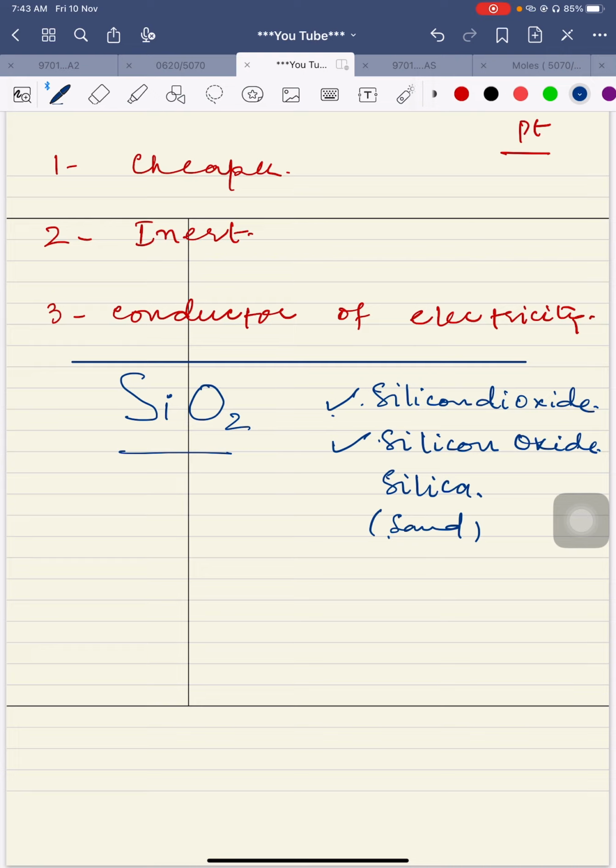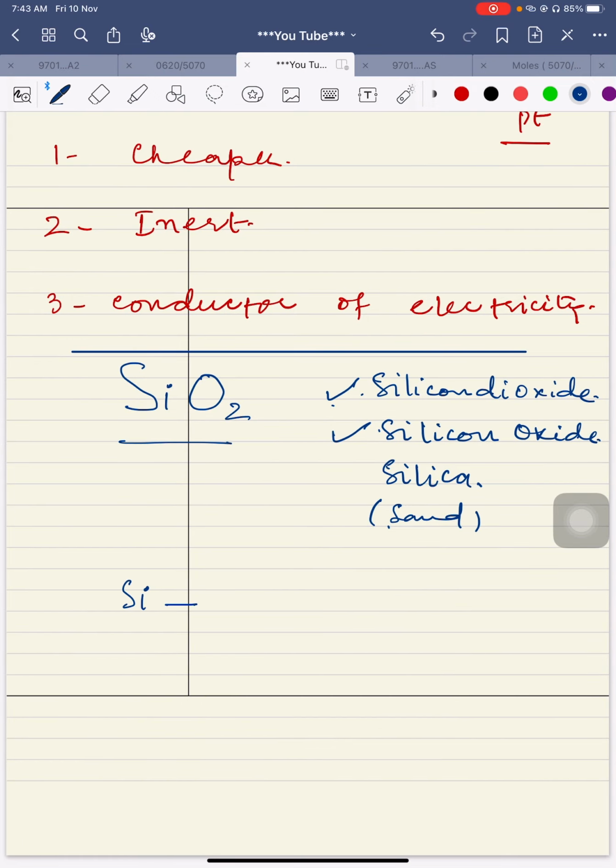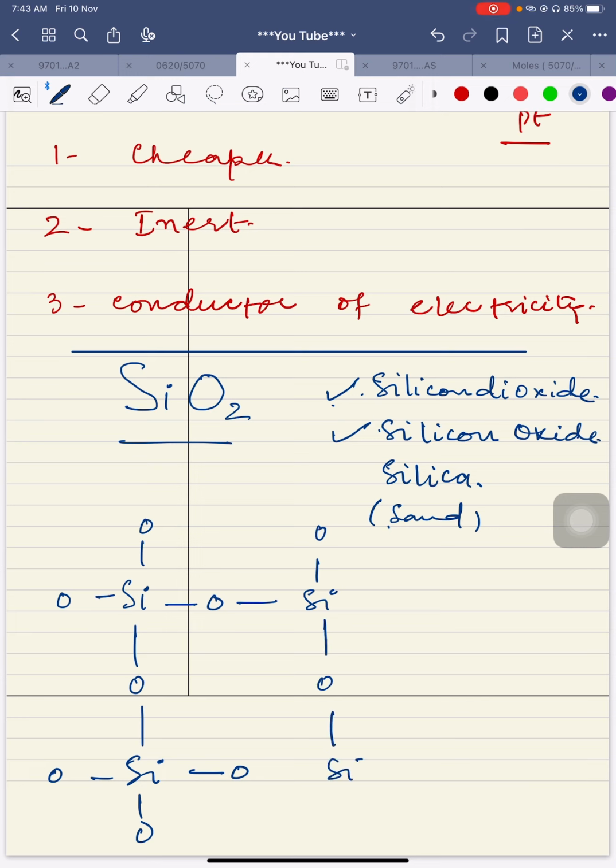In silicon dioxide, each silicon is making bonds with four oxygen atoms, whereas each oxygen atom is making bonds with two silicons. Okay, you can see this right now. It is this and this, and it goes on further and further. Okay, now, for example, let me go on to a new page.